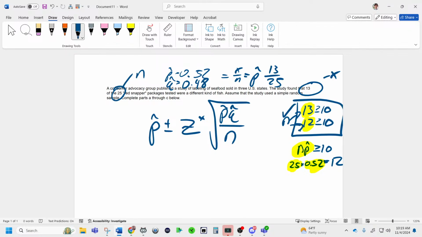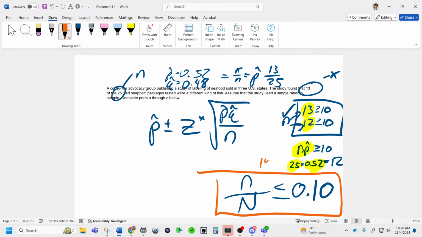And then the 10% condition is that 25 out of the total population of n is less than or equal to 10%. So the 10% condition is that we have sampled less than 10% of the population. Does that make sense? The 25 over capital N is we've sampled less than 10% of the total population. So that's the 10% condition right there. The 10% condition is checked by doing, and we don't know what capital N is. We just assume they make a lot of packages, a lot of red snapper. So this is how you do the 10% condition down here. That is the 10% condition.